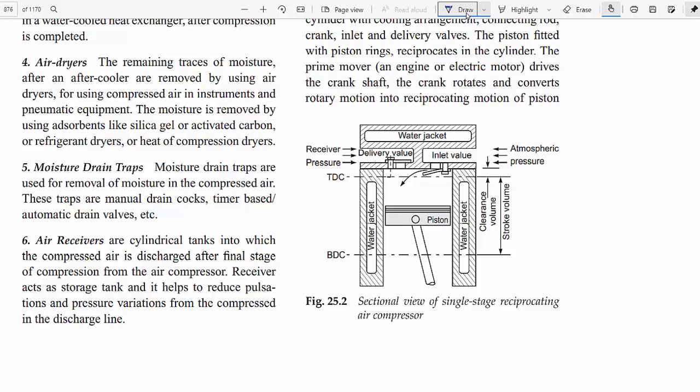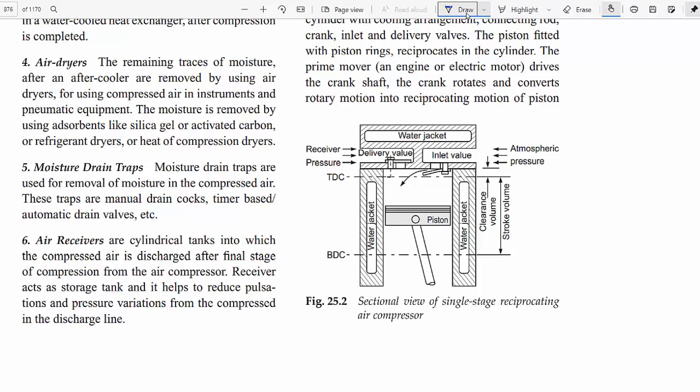Now in the next class or next video we will discuss some derivations related to considering clearance volume and not considering clearance volume. In one concept the top of the piston touches the top of the cylinder. In the other, the top of the piston does not touch it; a particular distance lies between the top dead center and the top face of the piston. I already said many times, TDC and BDC.